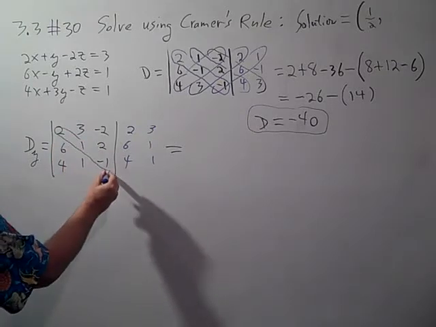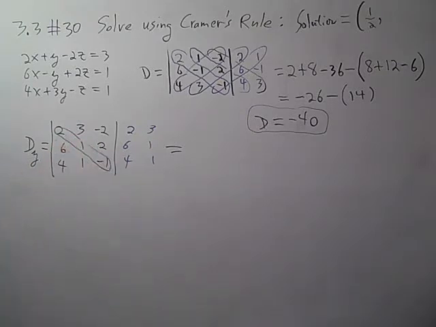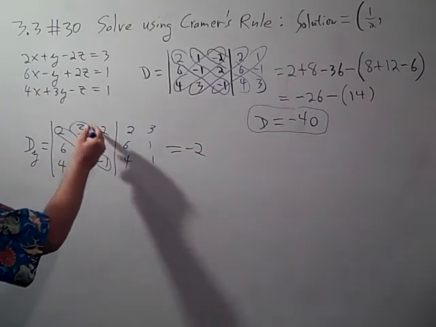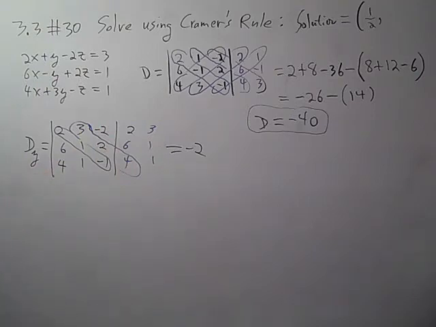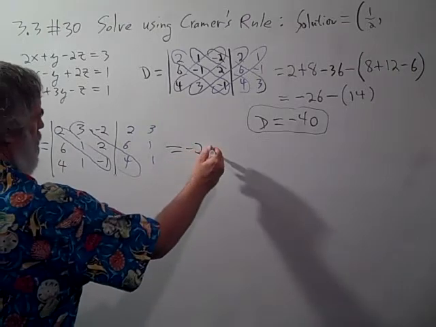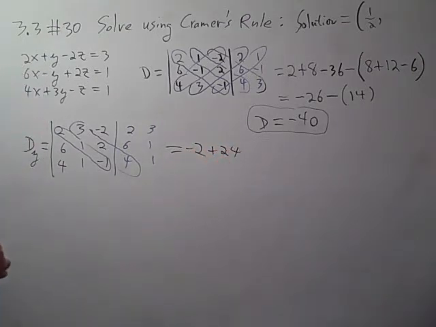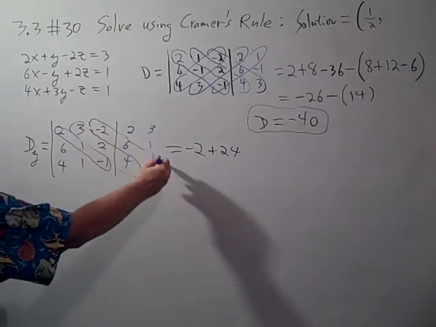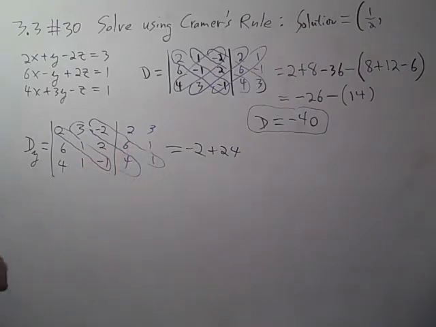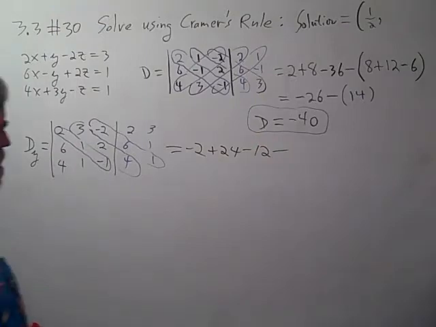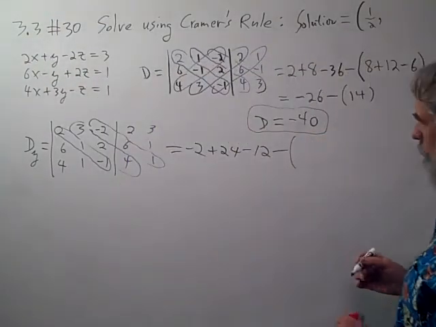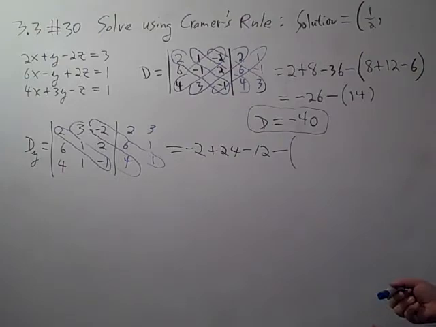2 times 1 times negative 1 is negative 2. 3 times 2 times 4 is 24. And negative 2 times 6 times 1 is negative 12. And then we subtract what we get multiplying down the diagonals in the opposite direction.